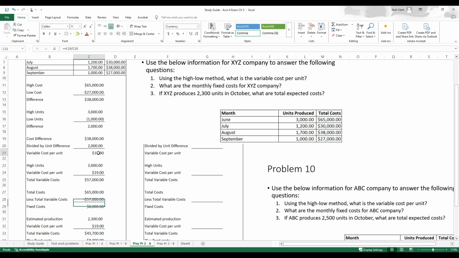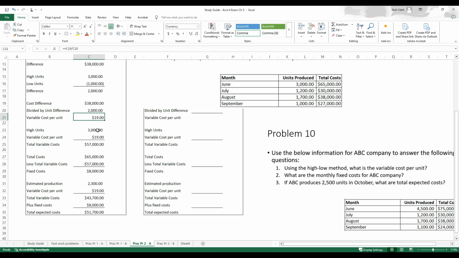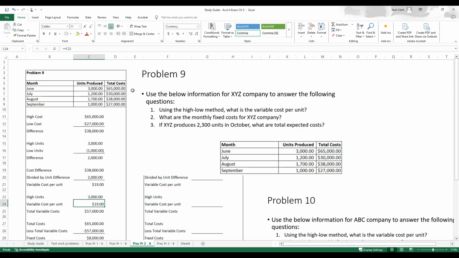And that would bring us to 51,700 expected total costs, including the fixed portion and the variable. And we figured out what the variable was by taking the high and low differences. And then we figured out what the fixed cost portion would be by taking the total costs minus the variable that we figure out using that variable cost per unit.